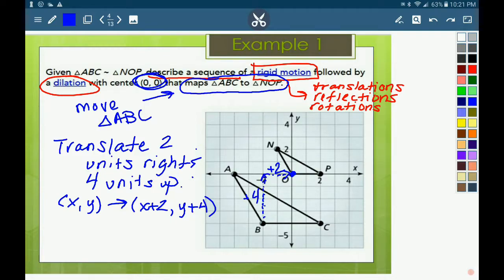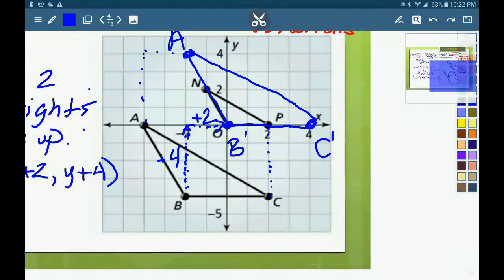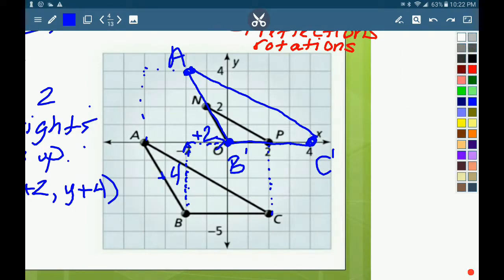Okay, so now let's actually move the shape. I've already shown where B prime is going to go, and I need to move C the same way. So I need to go right 2, up 4, or up 4, right 2. Same thing. I'm going to go up 4, right 2. That's where C prime goes. And then up 4, right 2. That's where A prime goes. Okay, so now that I've moved the shape, where B prime is now sitting on top of O, I can dilate.